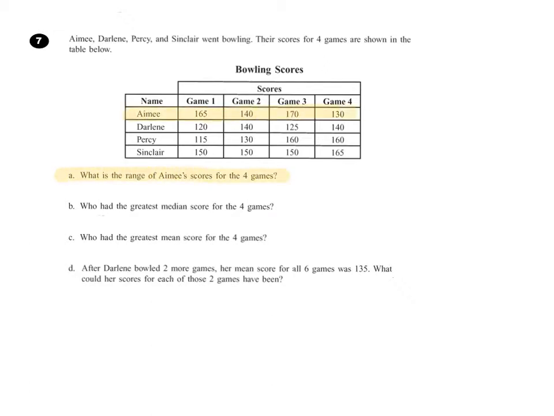Well, here, Amy's scores are in the first row. The range is always equal to the maximum value minus the minimum value. So here, the maximum value is 170. Here, the minimum value is 130. So here, Amy's range is going to be 40.